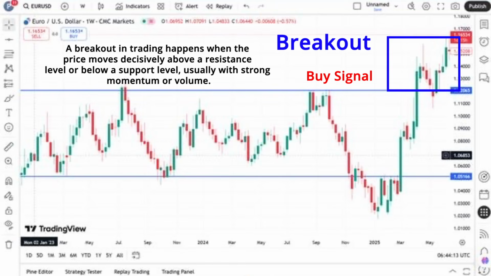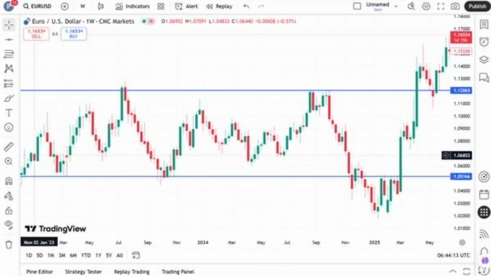So when you confirm that price has broken out from the resistance line, it is a signal to buy. That is only when you've confirmed the breakout. And this same applies for support. When price breaks the support, it is now a sell signal once you have confirmed the breakout.